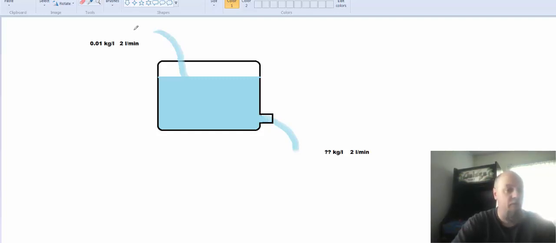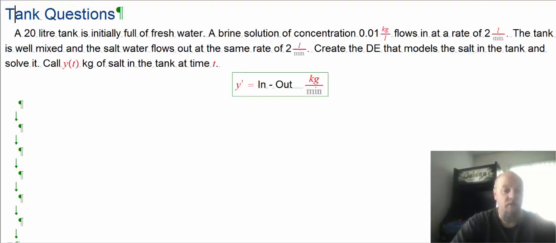That's the inflow in kilograms per minute. And then I'll ask, what did you really do? You multiplied a concentration, kilograms per liter, times the flow rate, liters per minute. You multiplied concentration times flow. All right, let's go back to the question. The tank is well mixed and the salt water, the brine, flows out at the same rate of 2 liters per minute. All right, now let's stop here.